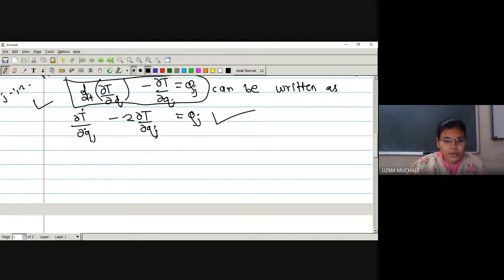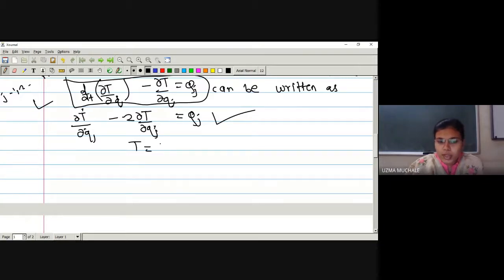Now what is our aim? To show that the same Lagrange's equation of motion we have derived can be written in the form d/dt of ∂T/∂q̇j minus ∂T/∂qj equals Qj. So we have to show this term. For that, first we'll go for the first equation. That means what we need in this is first we should know what is T.